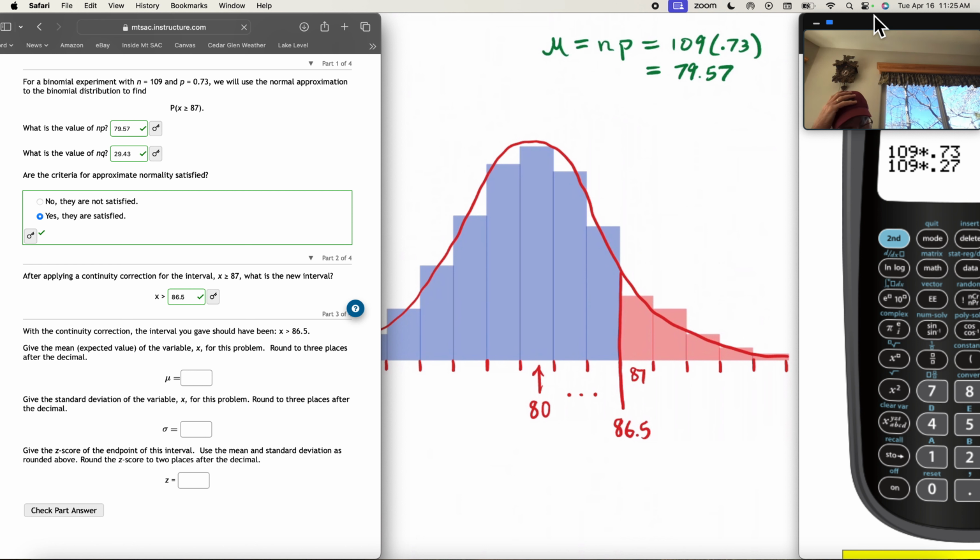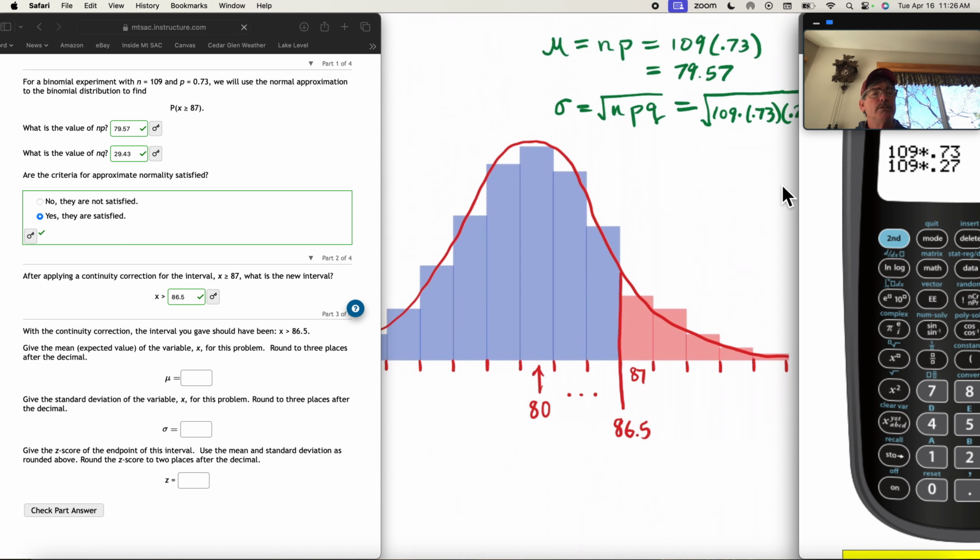What we need is the standard deviation. So as a reminder, the formula for the standard deviation is the square root of npq. And somewhere we have down what q is. I think it was 0.27. So anyway, it's the square root of n, that's 109, times p, that's 0.73, times q, that's 0.27. Okay. So let's do that over here on our fancy little calculator.